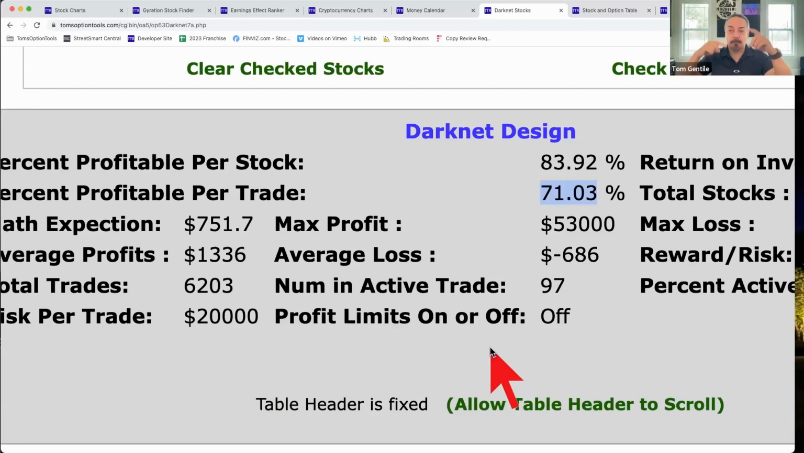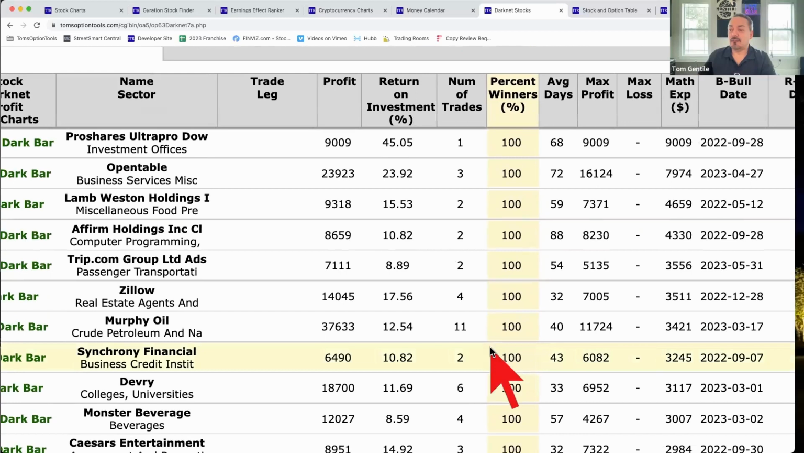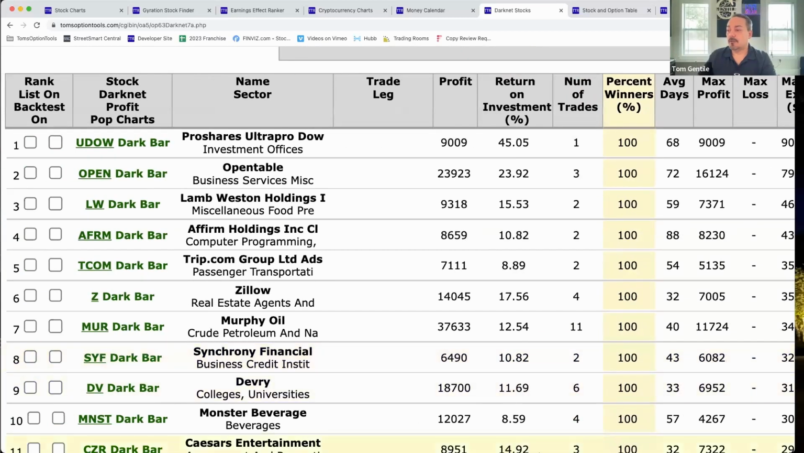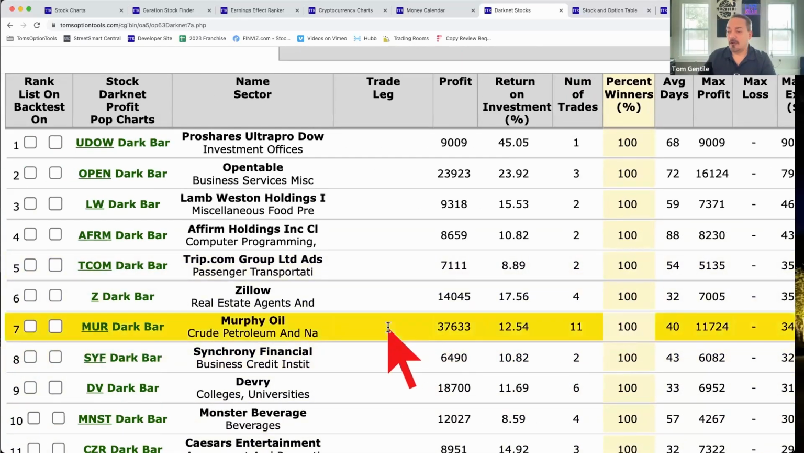We can raise and lower the risk any way we want, but keep in mind I just did an analysis on stocks, not on options. So when I come down, I can actually start to see some trades here. Here's 11 trades on Murphy Oil. All 11 of them over the last 10 years were winners. The average days in the trade was 40 days.